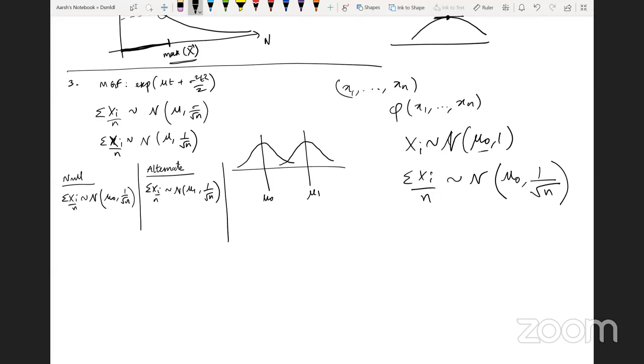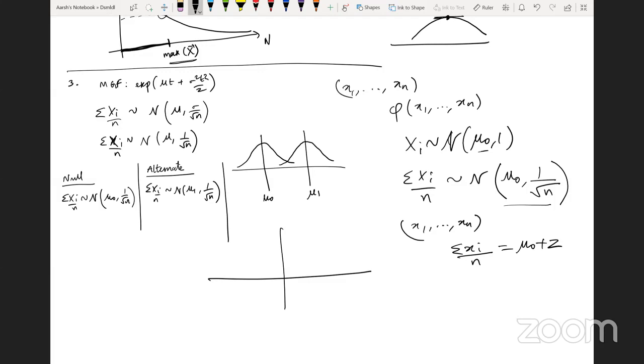Right. So let's say we observe these samples x1 to xn, and we find out that the sample mean, the summation of the observed values xi, is some value mu naught plus z. Given that the distribution for the sample mean has mean mu naught and standard deviation 1 over root n, the plot for the PDF will be something like this, right? Where this is mu naught. And what we've observed is that the sample mean is mu naught plus z. So let's say this is mu naught plus z.